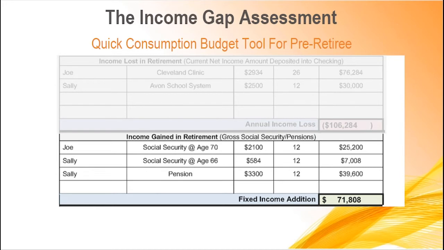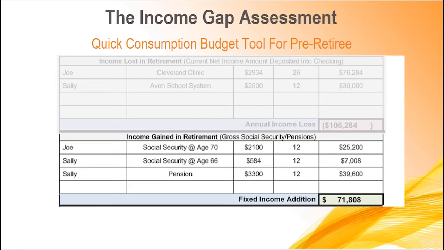Now, I want to go back and address the Social Security because what that is showing is that income is not going to be coming to fruition completely until 4 years down the line from now. Remember, they're 66 right now, and we're not showing Joe's $25,200 kicking on until age 70. And so what we recommend doing in this case is build the retirement income plan as if full Social Security is kicked on. So basically, they're going to have $71,808 of fixed income.